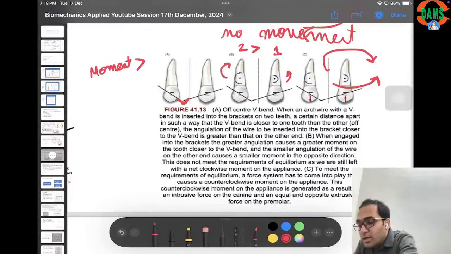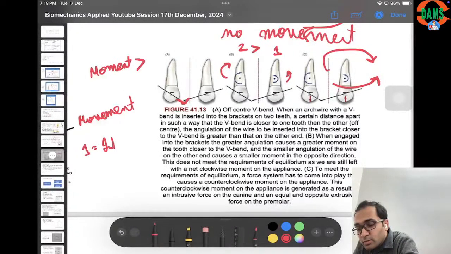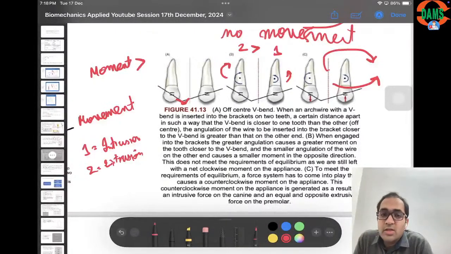So what will happen? The movement is more on tooth 2 as compared to tooth 1, but the movement will be according to the counter movement which is generated to balance this movement out. So it will result in intrusion of tooth 1. Tooth 1 will intrude and tooth 2 will extrude. So this is the result of an asymmetric V bend placed in between two bracket slots.